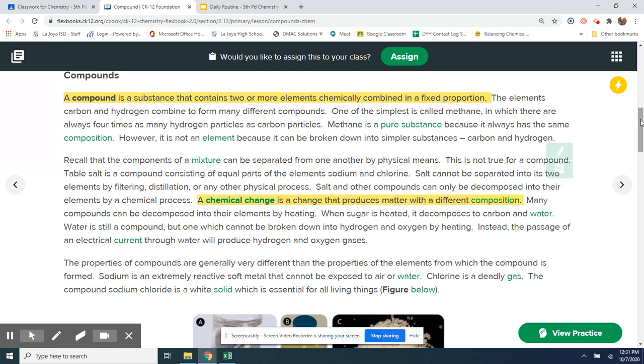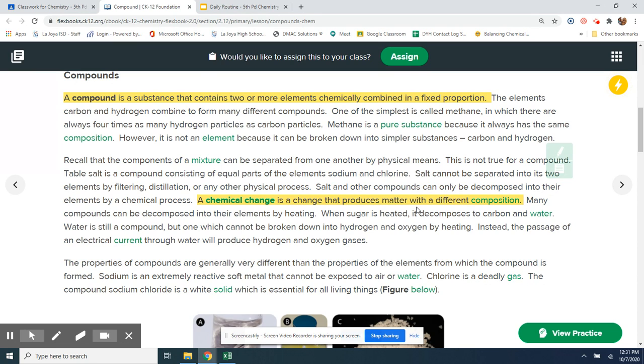Now, what's a chemical change? Well, a chemical change is like when you burn paper. The chemical properties of paper have completely changed to ash. The properties that paper had are going to be way different than the ash that you have left behind. A chemical change is a change that produces matter with different composition. When you're talking about composition, you're talking about the properties that make up that piece of matter.